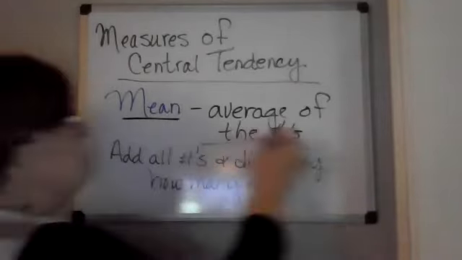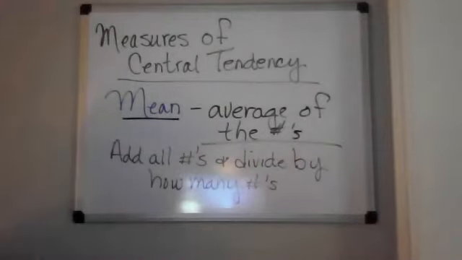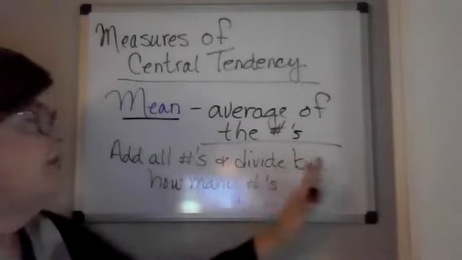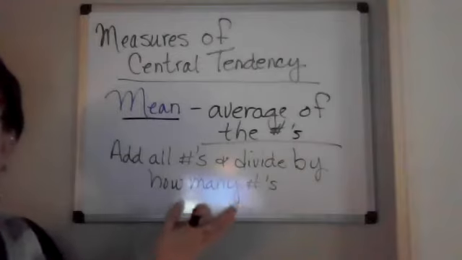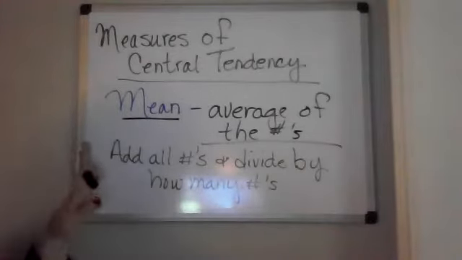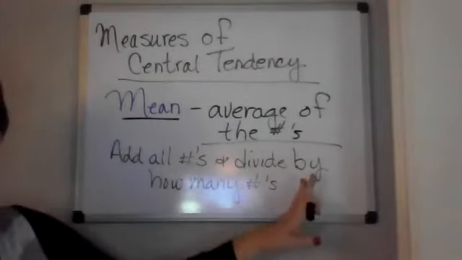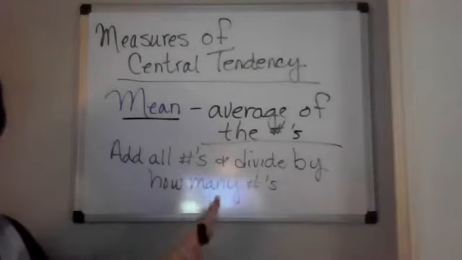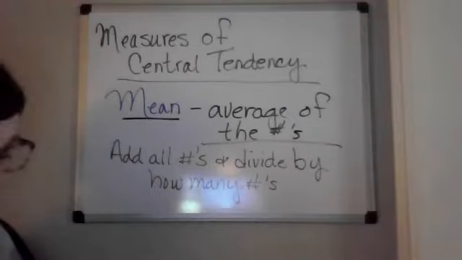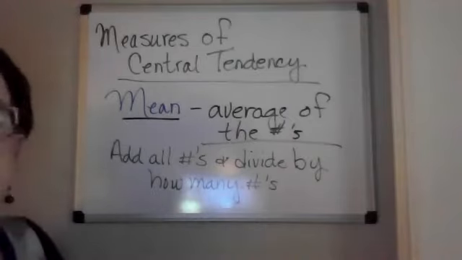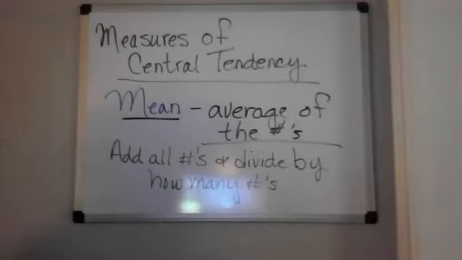Okay, so to find the mean, all you have to do is add up all the numbers, and it's okay to use your calculator for this. You add up all the numbers that you're given, and you divide it by how many numbers there are in the list. So what we'll do is give you an example of each one of these.